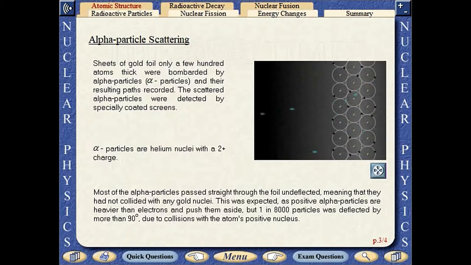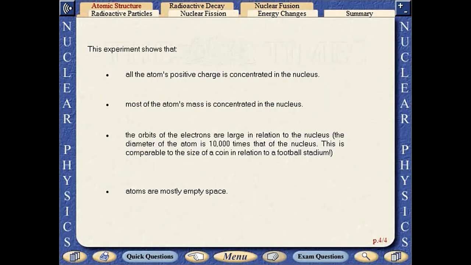But 1 in 8,000 particles was deflected by more than 90 degrees. These had collided with the atom's positive nucleus. This experiment shows that all the atom's positive charge is concentrated in the nucleus. Most of the atom's mass is also concentrated in the nucleus.